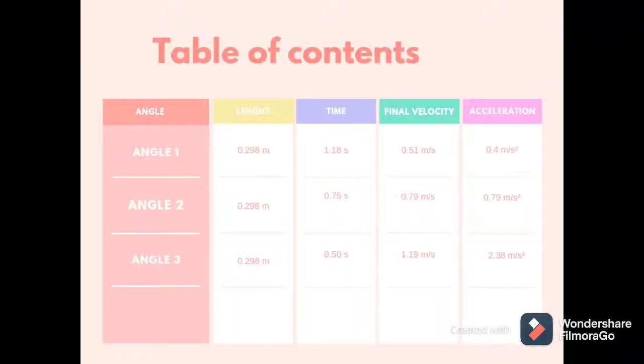Now that I have the time and the length, it's time to calculate the final velocity so we can get the acceleration. In the next chart, we can see our final results. On angle number 1, we had 0.4 meters per square second. On number 2, 0.79 meters per square second. And in the last one, 2.38 meters per square second.